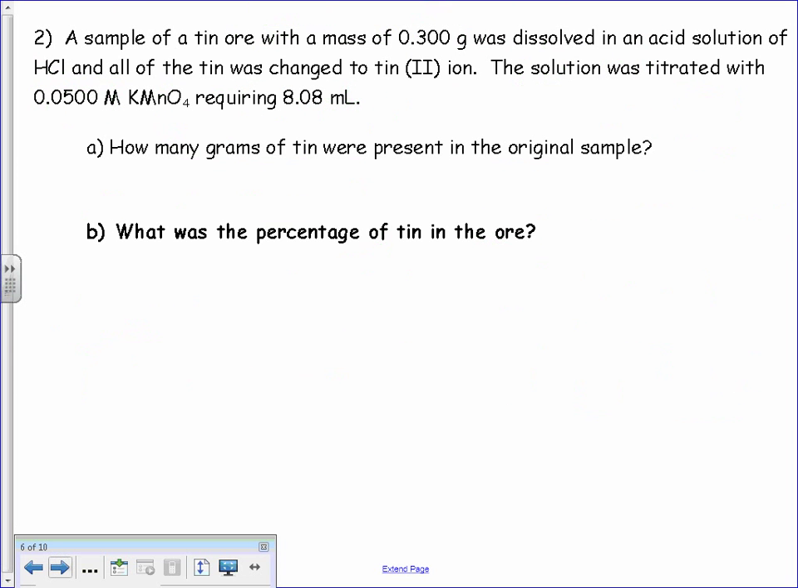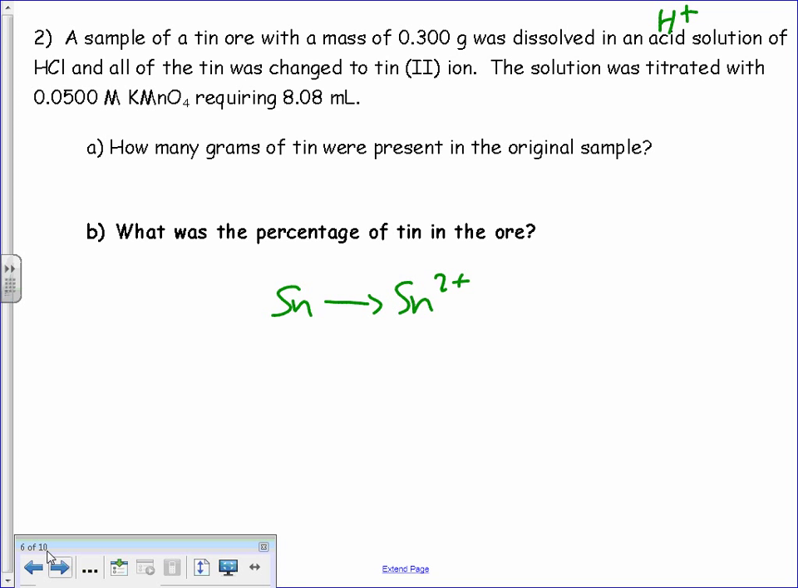Next one. This one tells you the products. Okay? This is related back to mass percent though. Okay, so a sample of tin ore with a mass of 0.3 was dissolved in acid. Okay, so we know H plus. All the tin was changed to tin 2. So what's our first half reaction? Sn goes to Sn2 plus. As you read, write down a lot of things you need. What's next? Or what's not done with this one though?